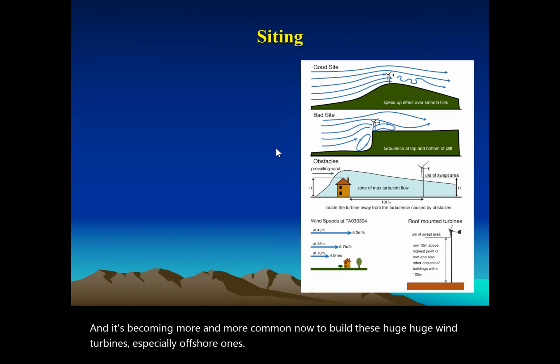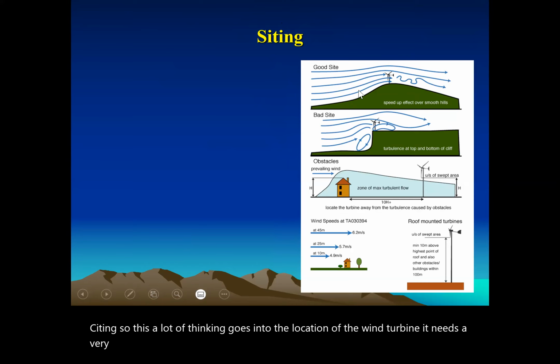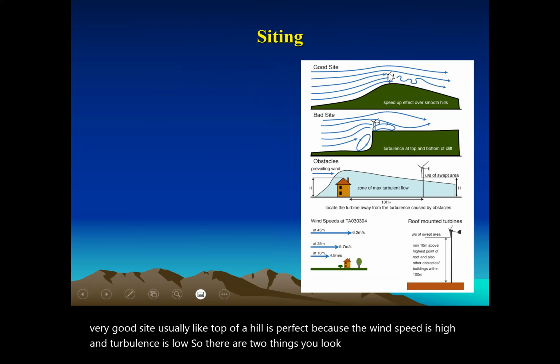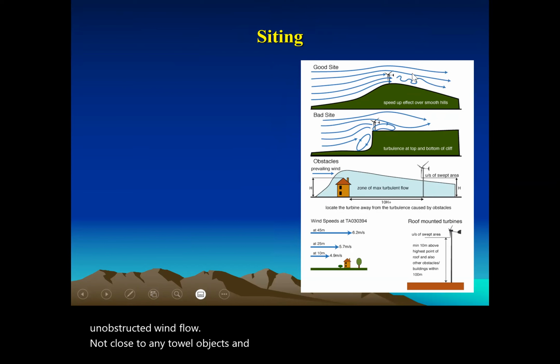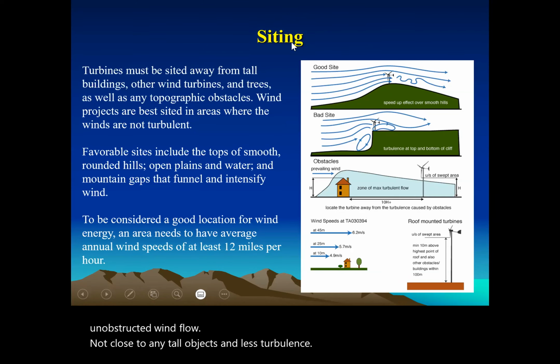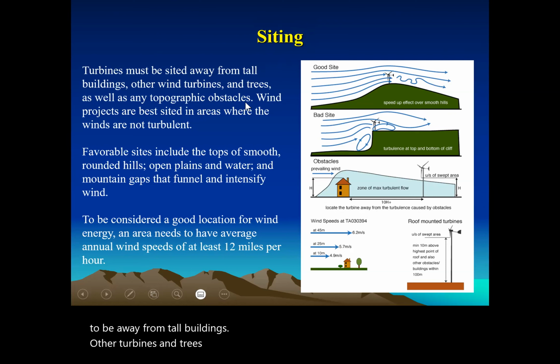Siting. A lot of thinking goes into the location of the wind turbine. It needs a very good site. Usually the top of a hill is perfect because the wind speed is high and turbulence is low. So there are 2 things you look for: unobstructed wind flow, not close to any tall objects, and less turbulence. So siting is a very important factor when designing wind turbines. It has to be away from tall buildings, other turbines, trees, and topographic obstacles.